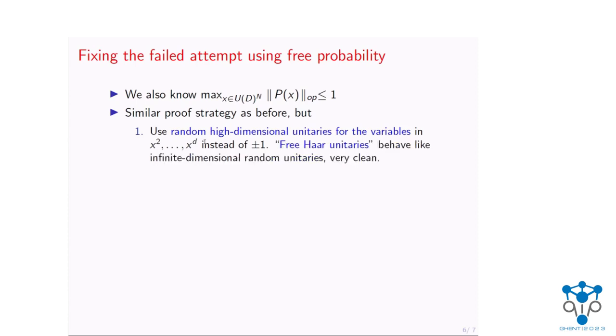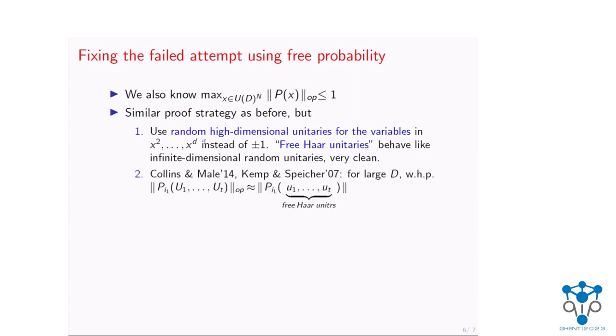So the thing is that large dimensional random unitaries are kind of hard to analyze, but there's this thing called free Haar unitaries, which you can think of mathematically as an abstraction of infinite dimensional unitaries. And I'll spare you the technical details there, we give an introduction to this area in the appendix of our paper. But it allows you to very cleanly analyze what happens with large dimensional random unitaries. And there's two results that we use by Collins and Male and Kemp and Speicher.